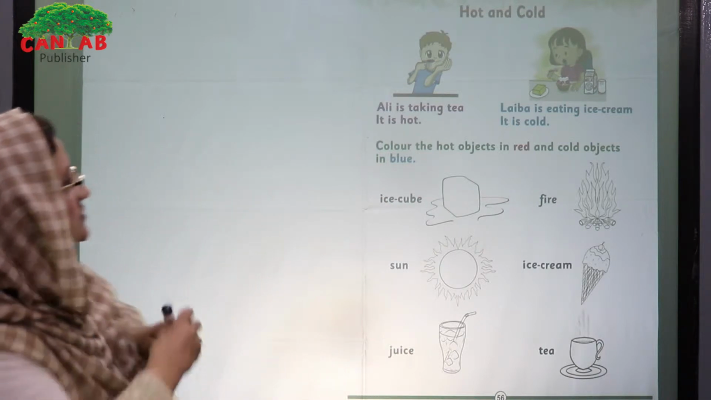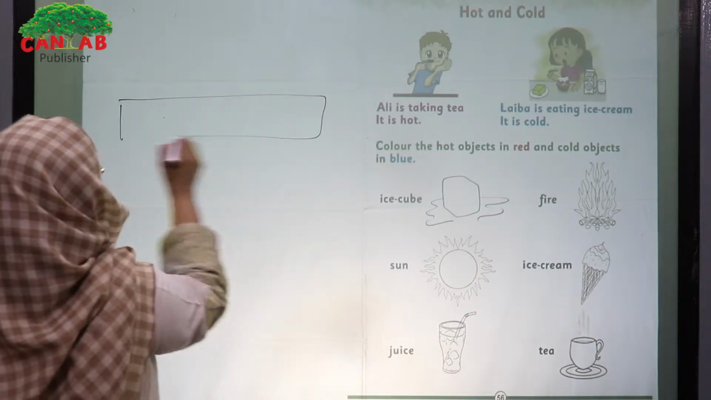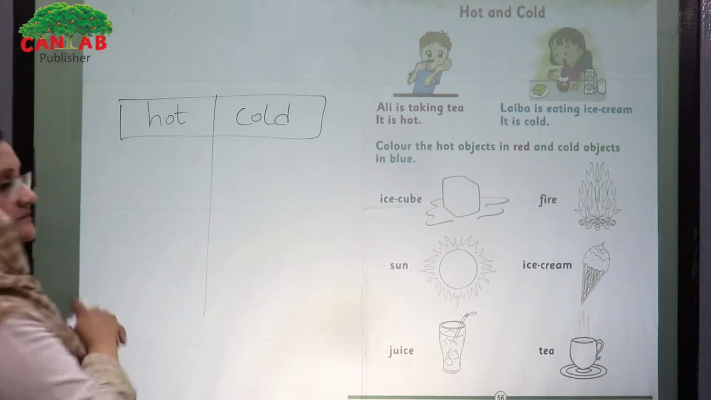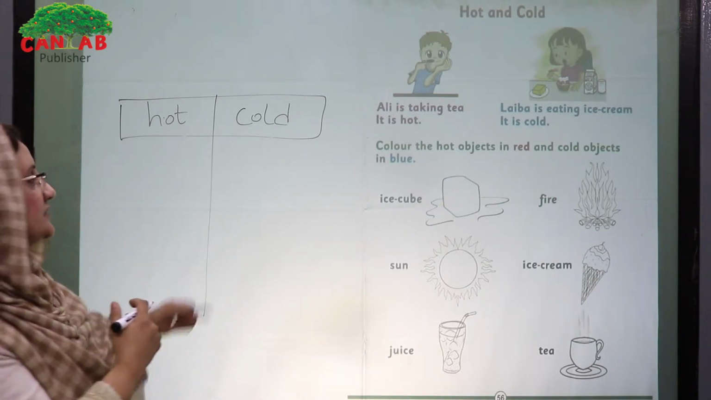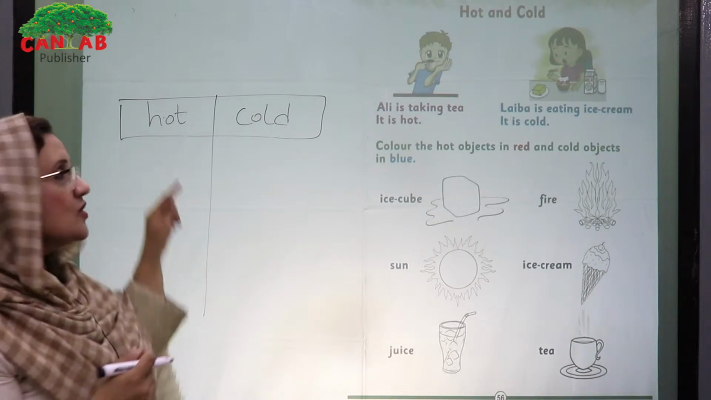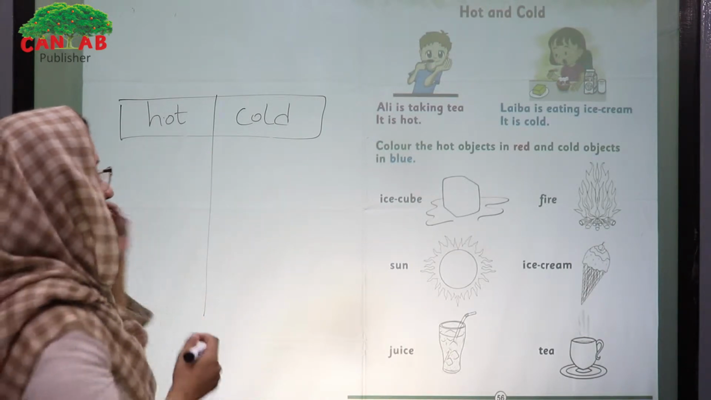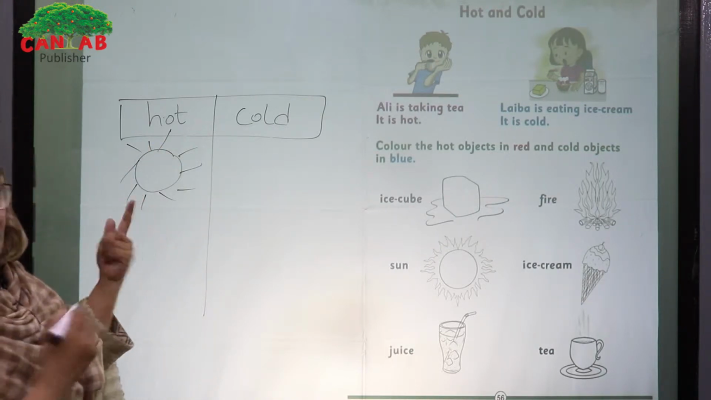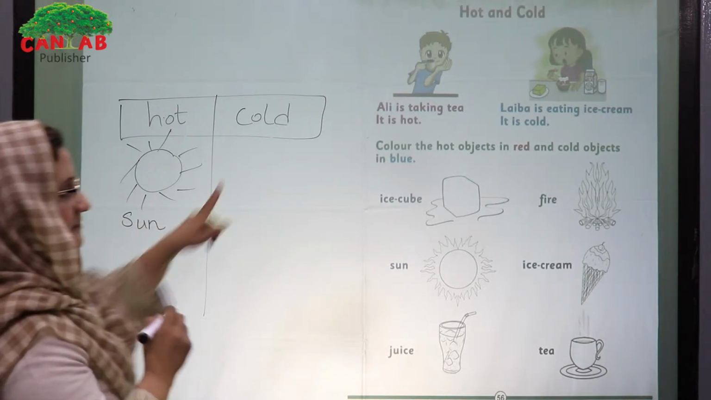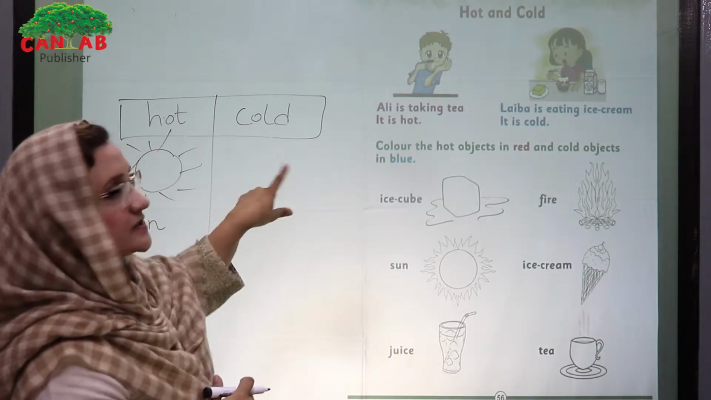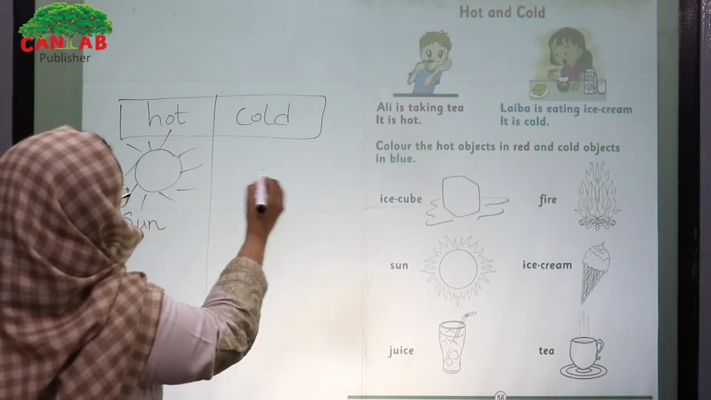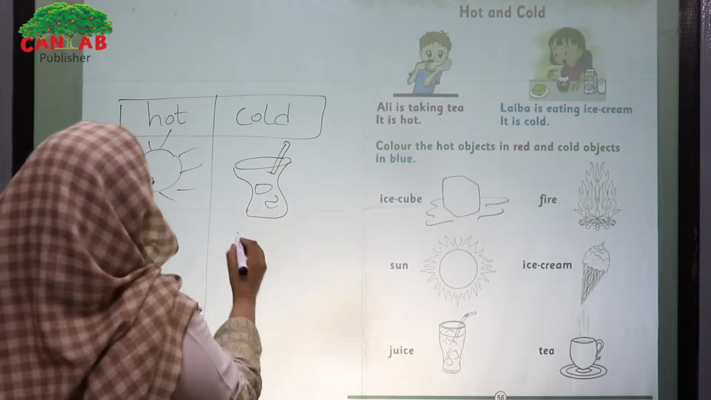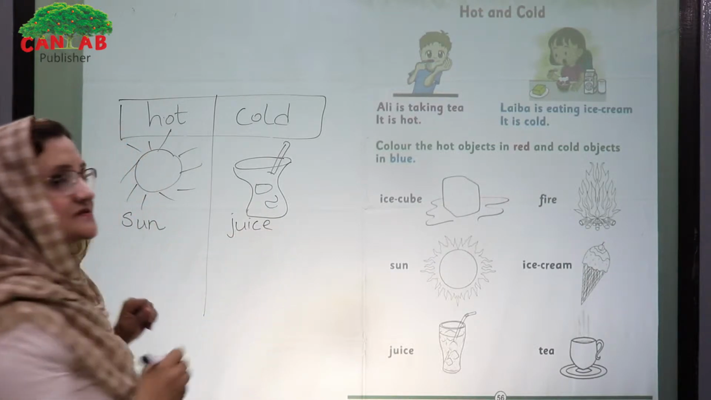Then you can draw a T chart like this on the board. Hot, cold. And you have to encourage them to come and to draw a picture and then write the name of hot and cold objects. For example, you can ask a student to come and to do this exercise. This is sun, hot, good. You can invite the other student to come and to draw and name some other thing here like this. Okay, juice. Yes, it is cold.